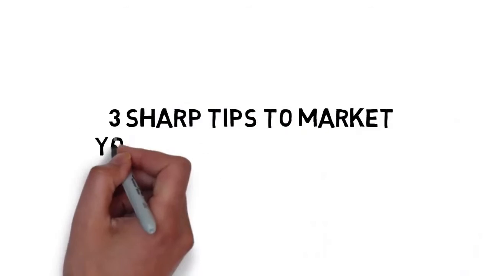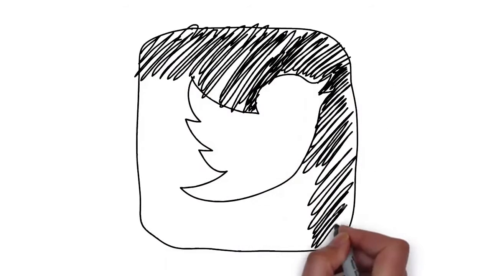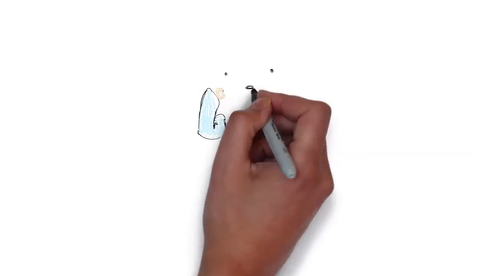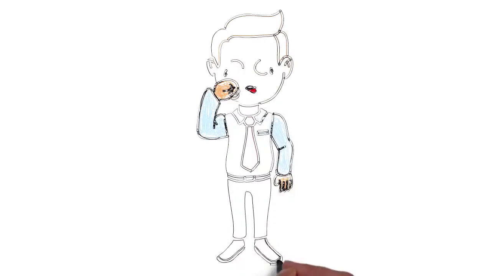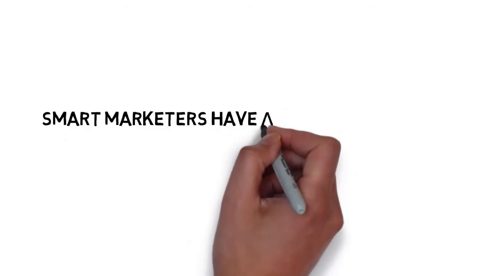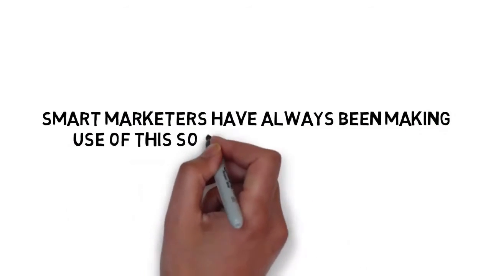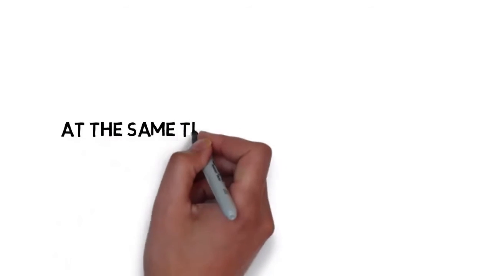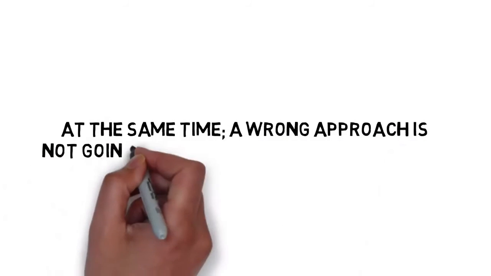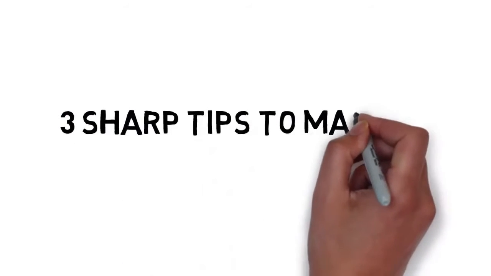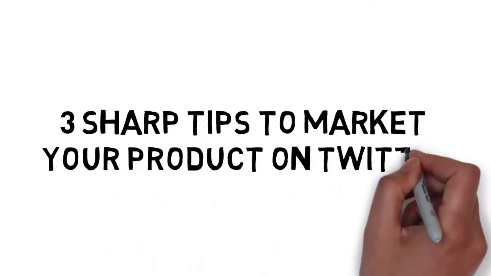3 sharp tips to market your product on Twitter. Twitter can certainly be described as a marketing powerhouse. If you do not know how to market your product on Twitter, you are missing out a great deal. Smart marketers have always been making use of this social media platform to stay ahead of the competitors. At the same time, a wrong approach is not going to deliver the expected results. Here are 3 sharp tips to market your product on Twitter.